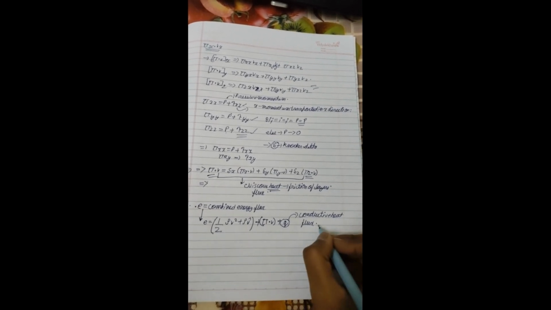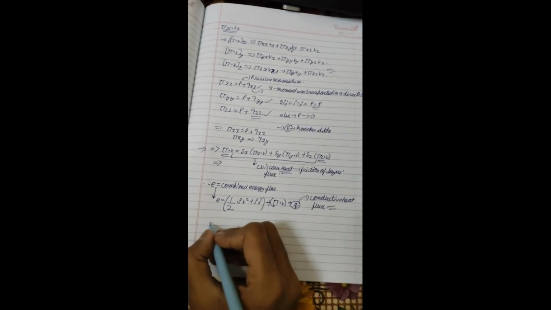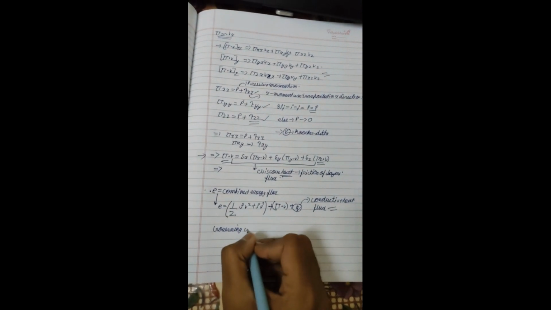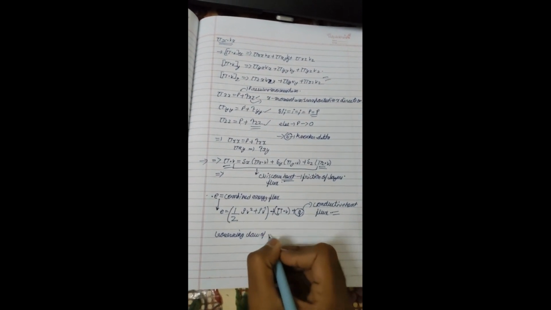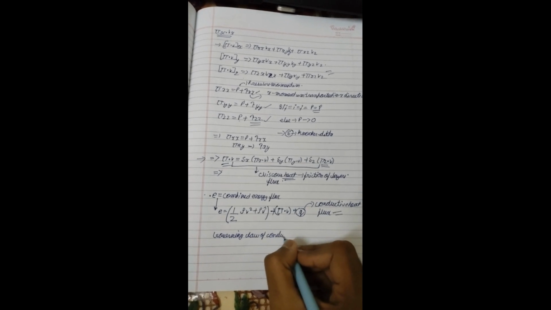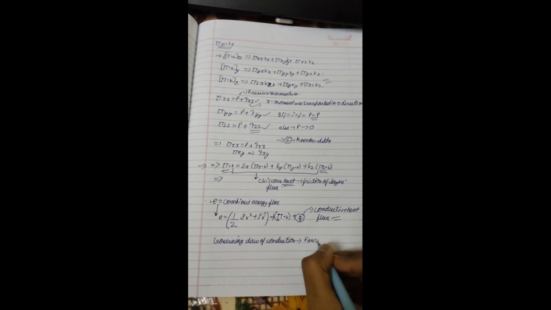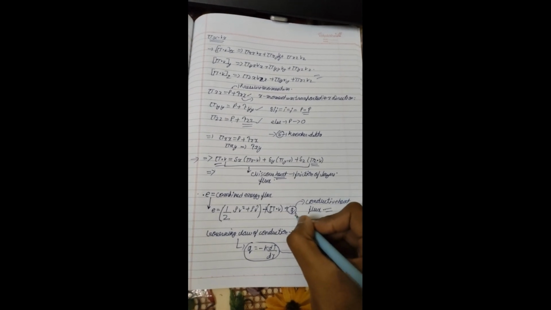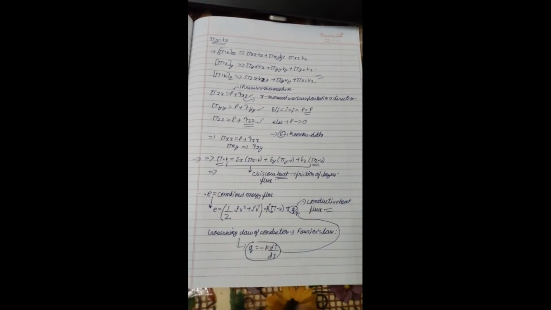So obviously this has some relation to do with conduction, and the governing law of conduction is nothing but Fourier's law. Now we'll take Fourier's law. What is that? That is q is equal to minus k dT by dx. So we have put this here, and we will get a combined energy flux.